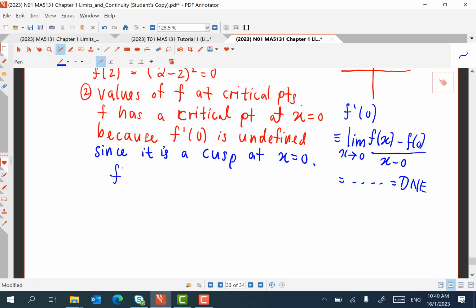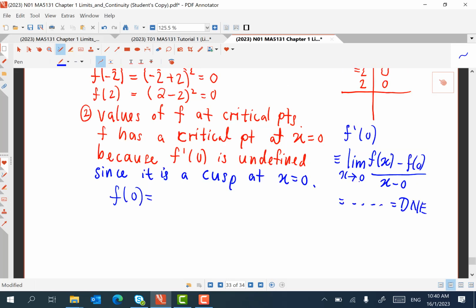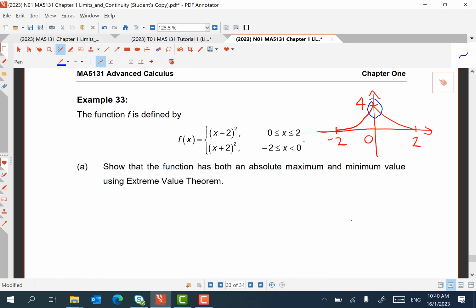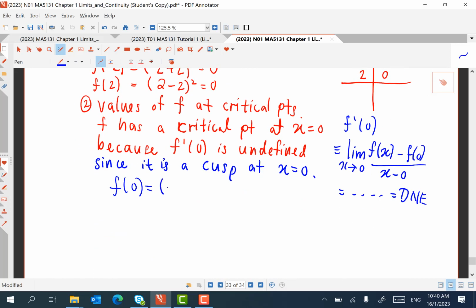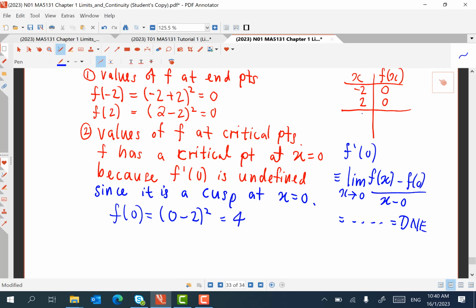Then you want to calculate the value of the function at 0. In this case, which one do you use? For 0 use x minus 2. Which means you now can fill in the table: when x is 0, the value is 4.